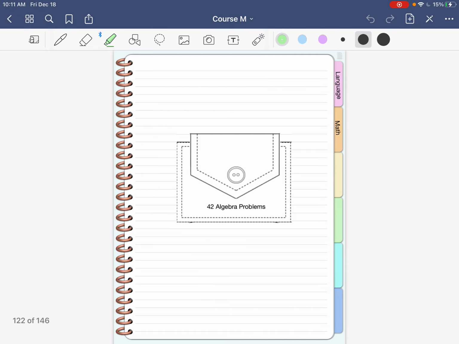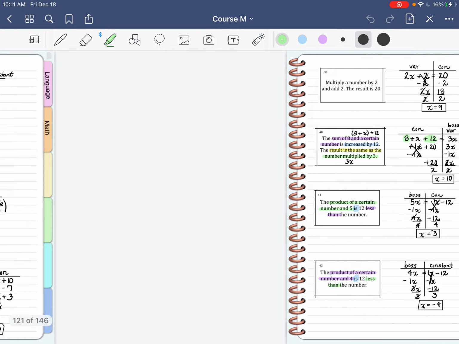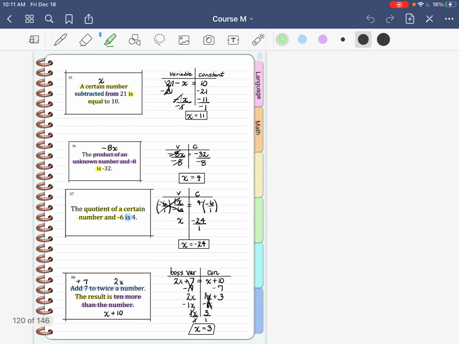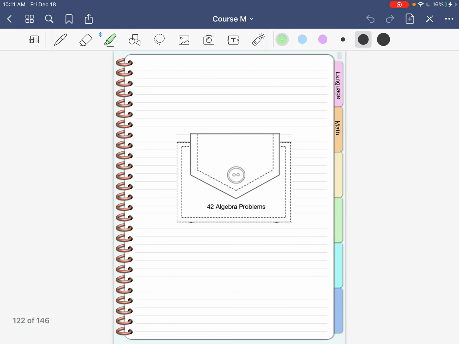This is just the pocket for your problems if you want to use it. I just wanted to show you how it should look when it's all folded up. So that is to hold all of those algebra problems that we just did.